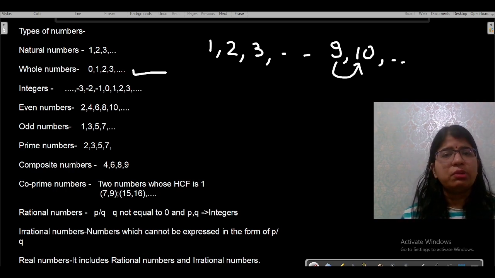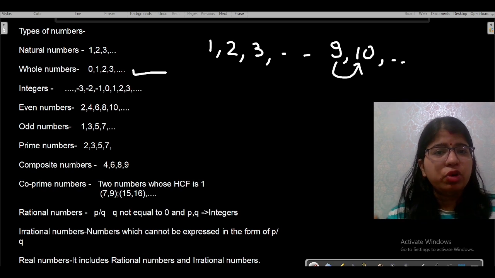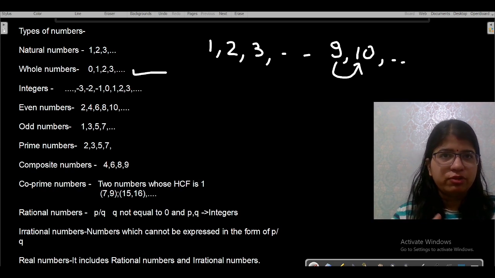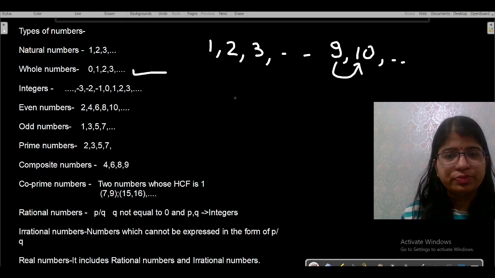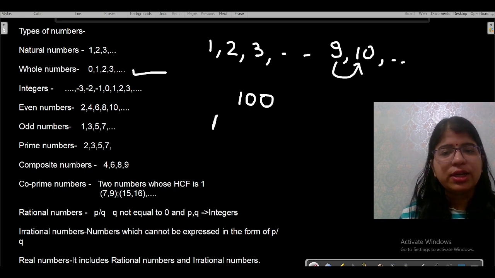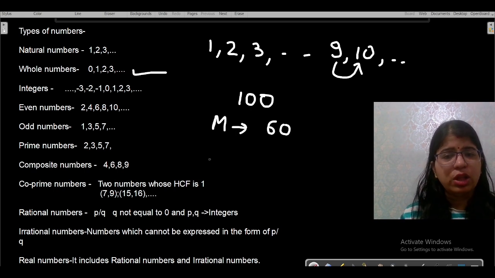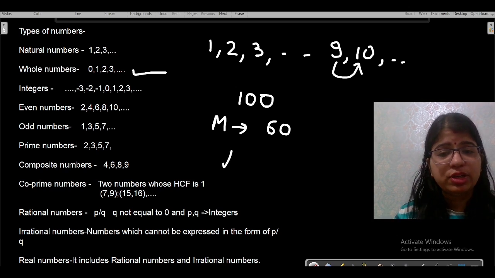Can you give another example of integers? If you have to go to the market, and you have got 100 rupees from your parents, and in the market you have bought things worth 60 rupees, let's say. Now if I ask you what the remaining amount is, how are you going to calculate it?